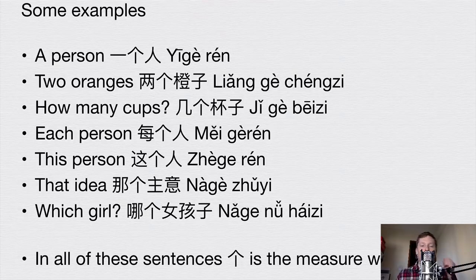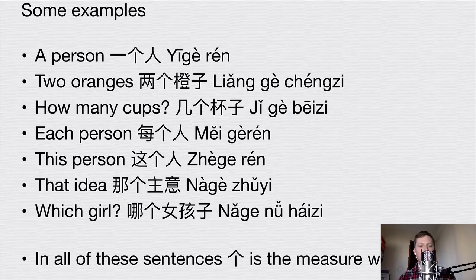So also 2 oranges would be 两个橙子. So if you're counting, the number 2 changes to 两. And then after this, we have to add the measure word. So in this case, it would be 两个橙子. 2 measure word, orange. And how many cups would be 几个杯子. How many, 几, then the measure word, 个, and then 杯子, cups.